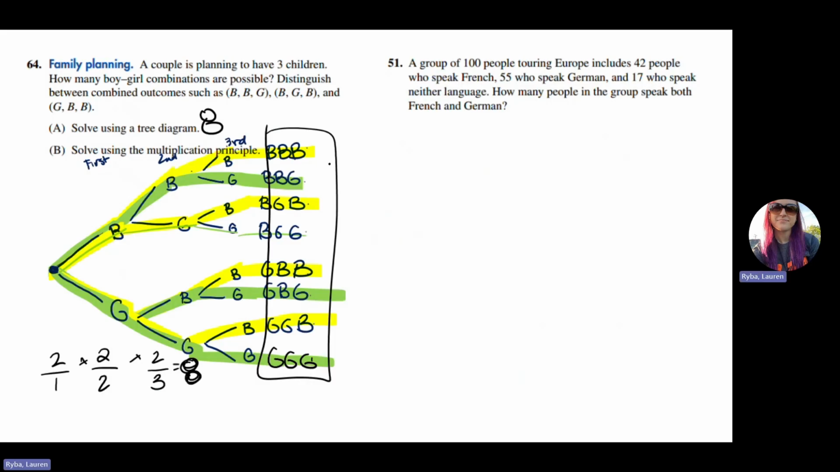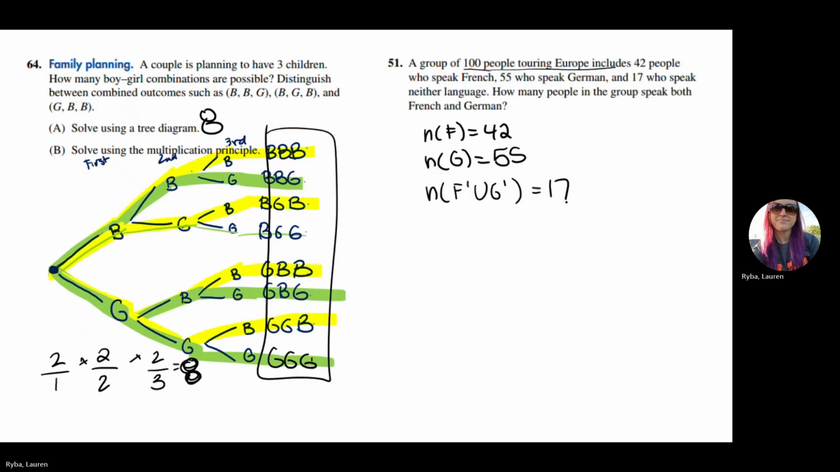All right, last one here. A group of 100 people touring Europe include 42 who speak French. So the number of French is 42. The number of German is 55. And 17 who speak neither. So the number of not F or not G is 17. So they're not in circle F and they're not in circle G.